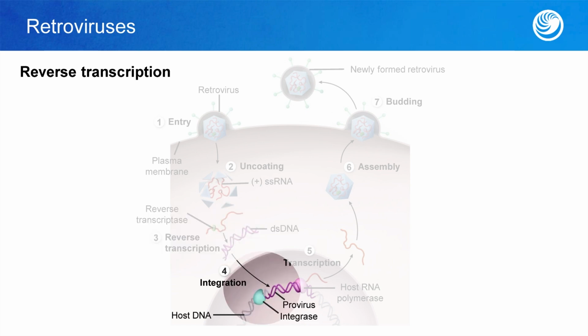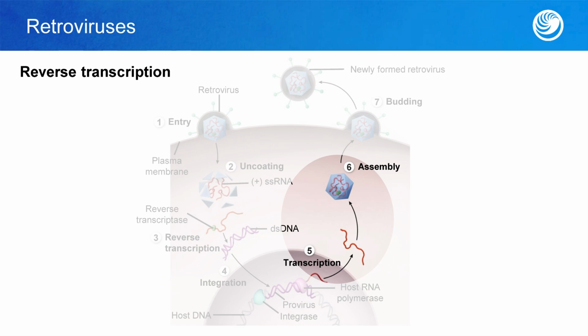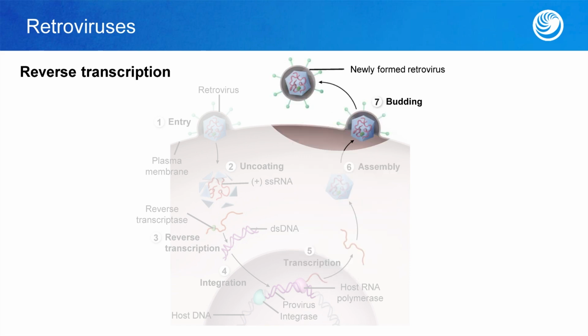From this point, the newly formed dsDNA is moved into the nucleus, where it will be integrated into the host DNA randomly. That is, it could insert at any location within the host DNA, with the help of another virally encoded enzyme called Integrase. This means that when the cell transcribes its own genes, it will also transcribe the virus's genes. The newly formed viruses can then exit the cell via budding, typically leaving the host cell intact.